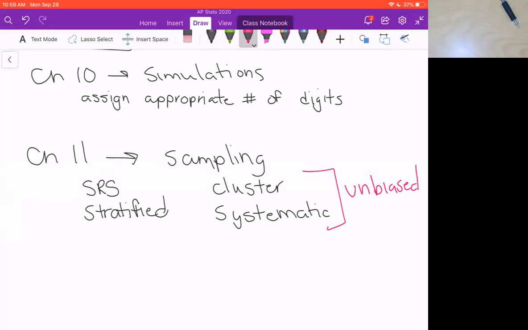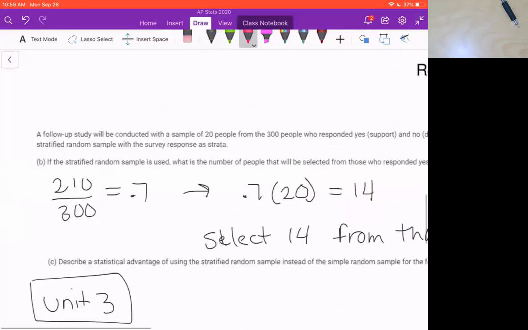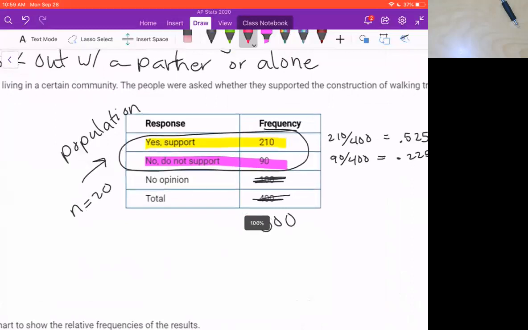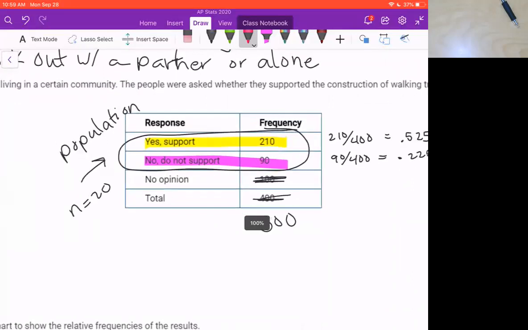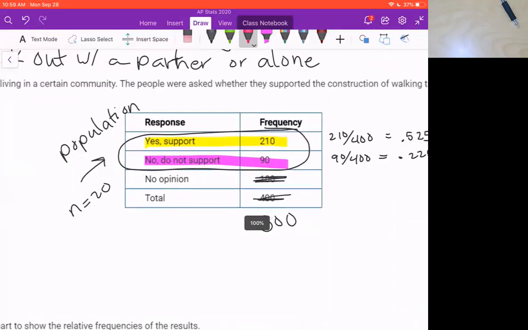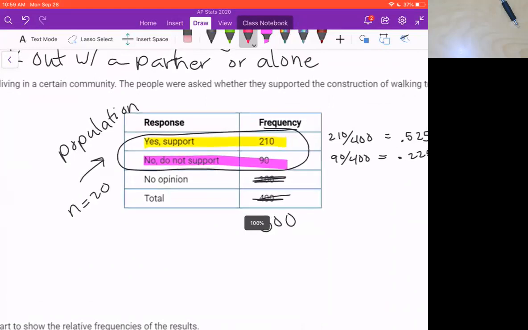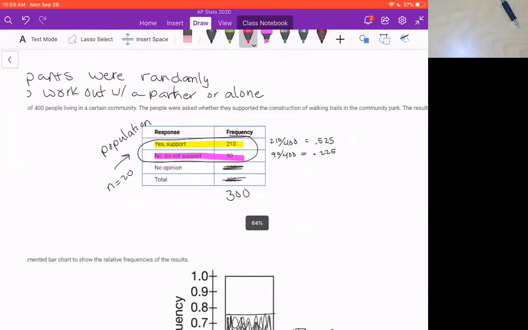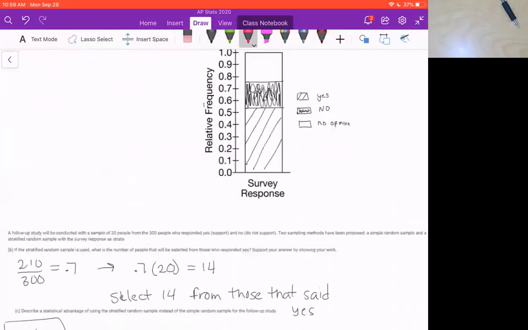Cluster is usually easier, but there's a lot of times where it's not good. Like I would not do a cluster sample with this. You know, I got my people divided up into two clusters, the yes cluster and the no cluster. I'm just going to choose one. That would not be good, because then you would literally get everybody with the same opinion, and that would not be a good random sample.